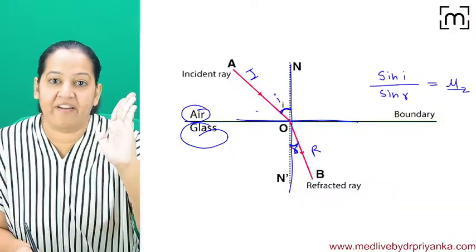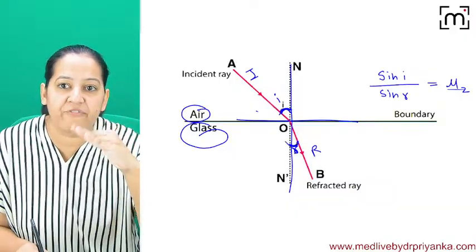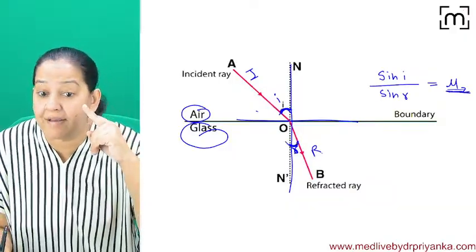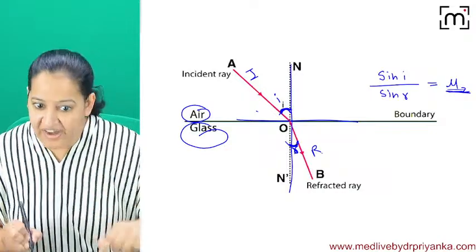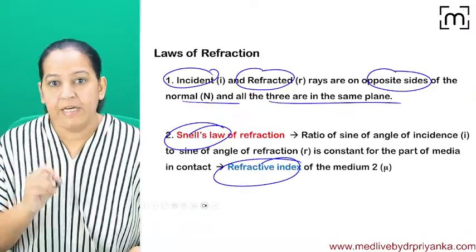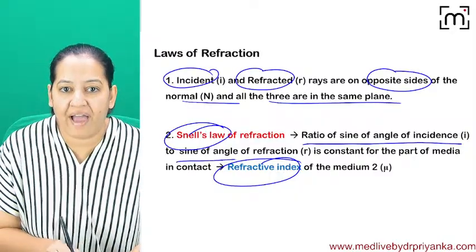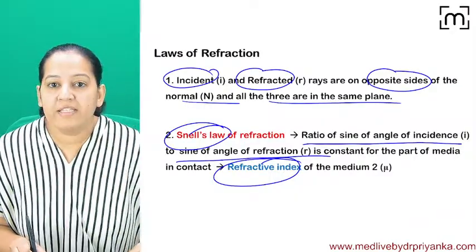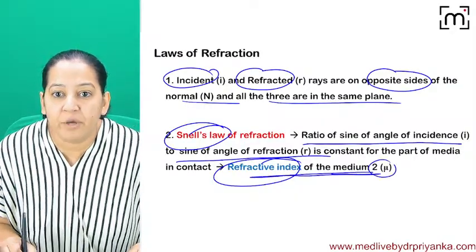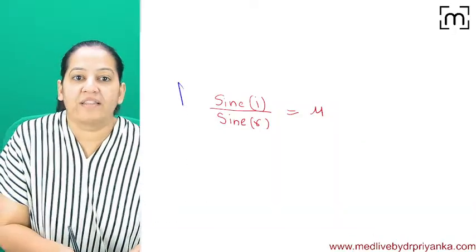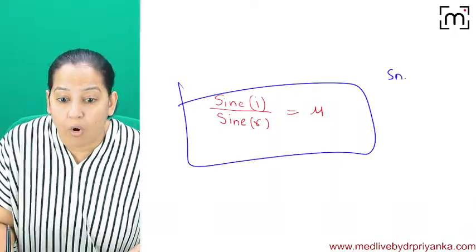So here in this diagram, the ratio of sine of angle of incidence to sine of angle of refraction is equal to mu of the glass. That is the second medium, in which the refracted ray is there. The ratio of the two is equal to the refractive index of medium 2. So this is the formula. This is known as Snell's law.